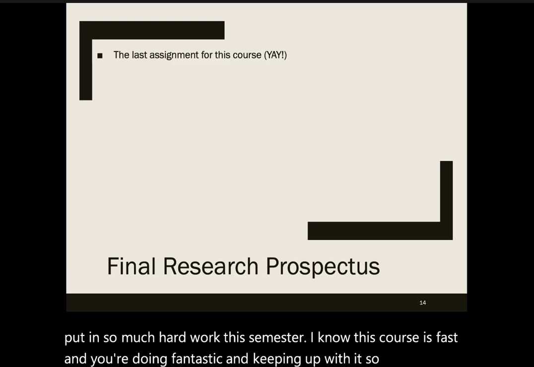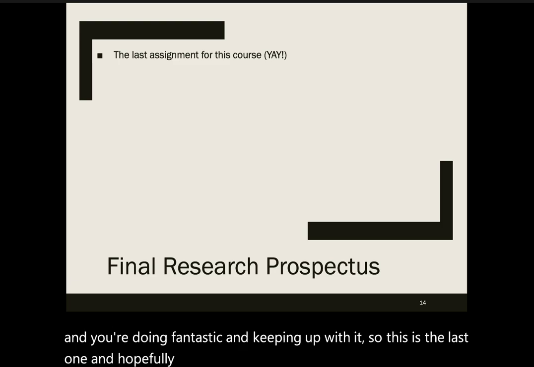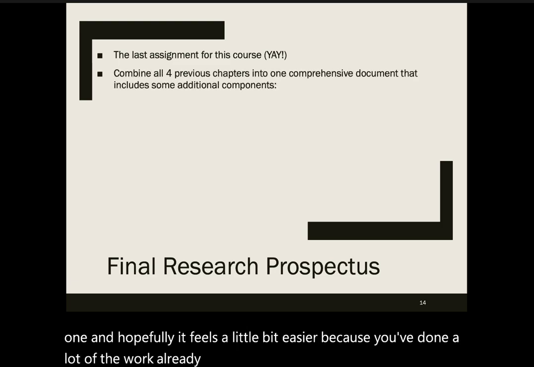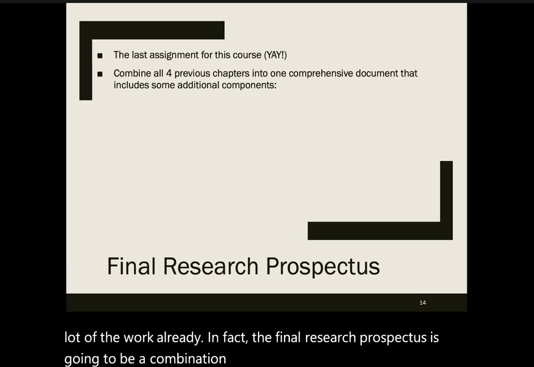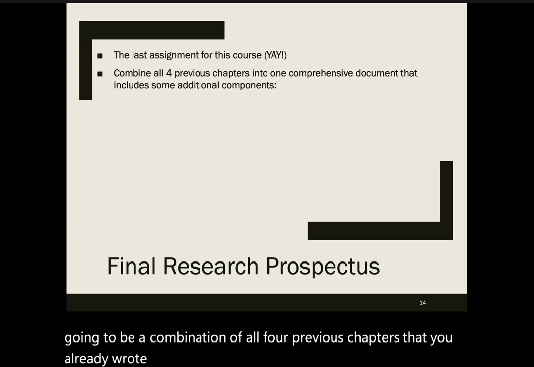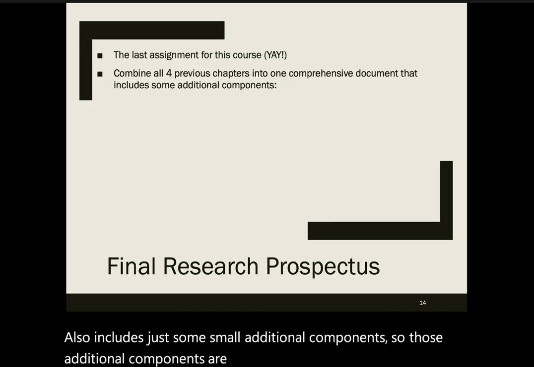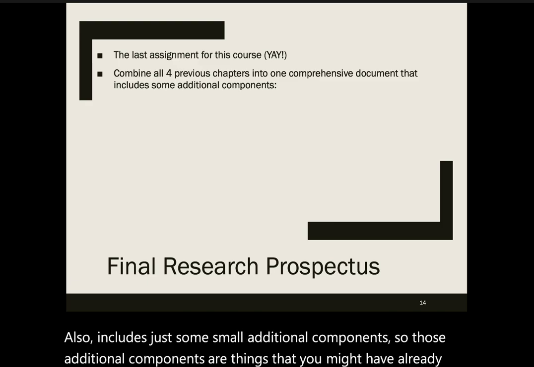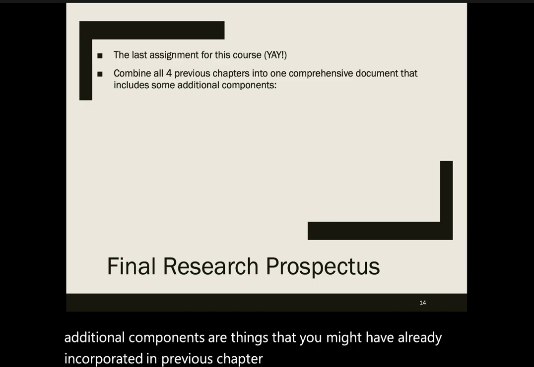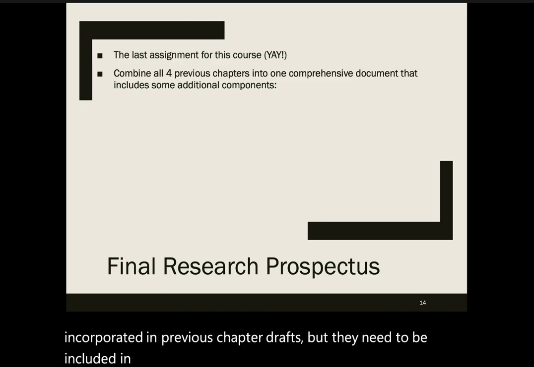So this is the last one, and hopefully it feels a little bit easier because you've done a lot of the work already. In fact, the final research prospectus is going to be a combination of all 4 previous chapters that you already wrote put into one comprehensive document that also includes just some small additional components. Those additional components are things that you might have already incorporated in previous chapter drafts, but they need to be included in your final research prospectus.